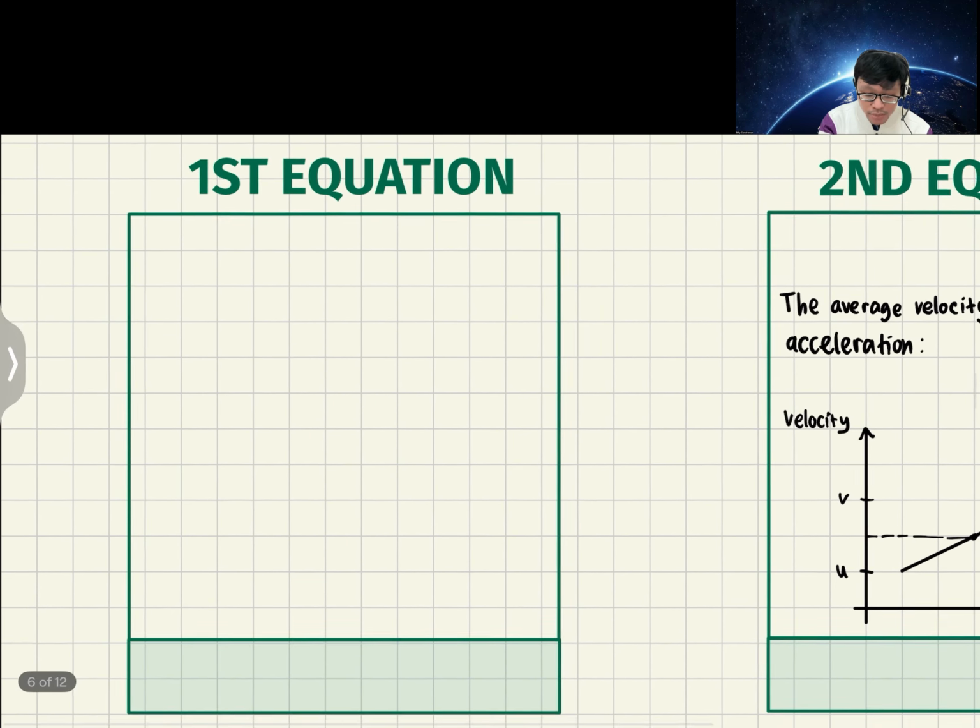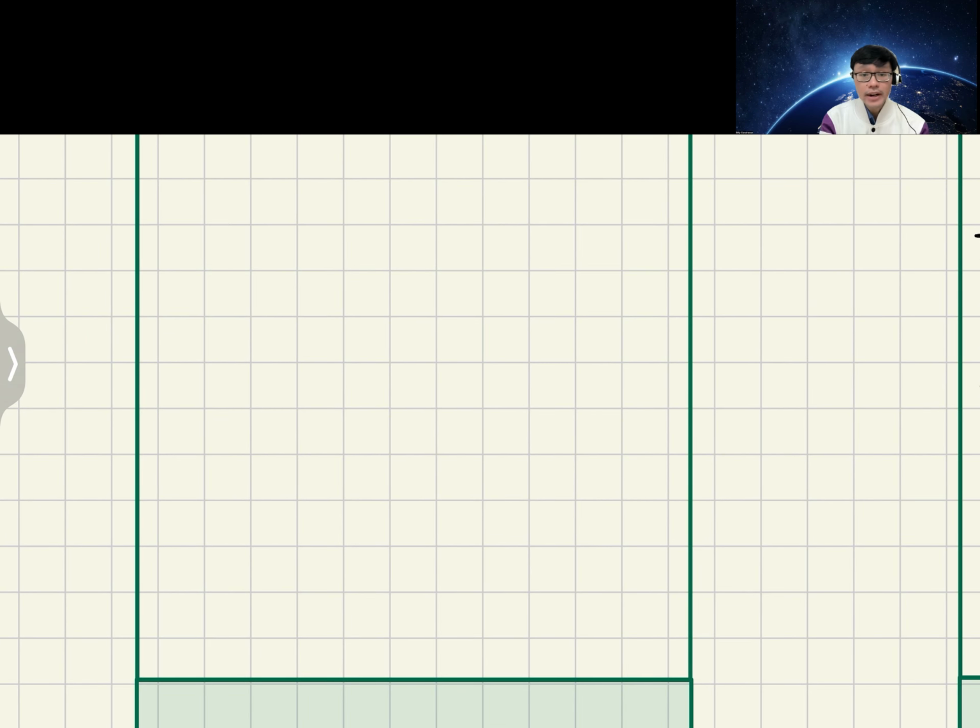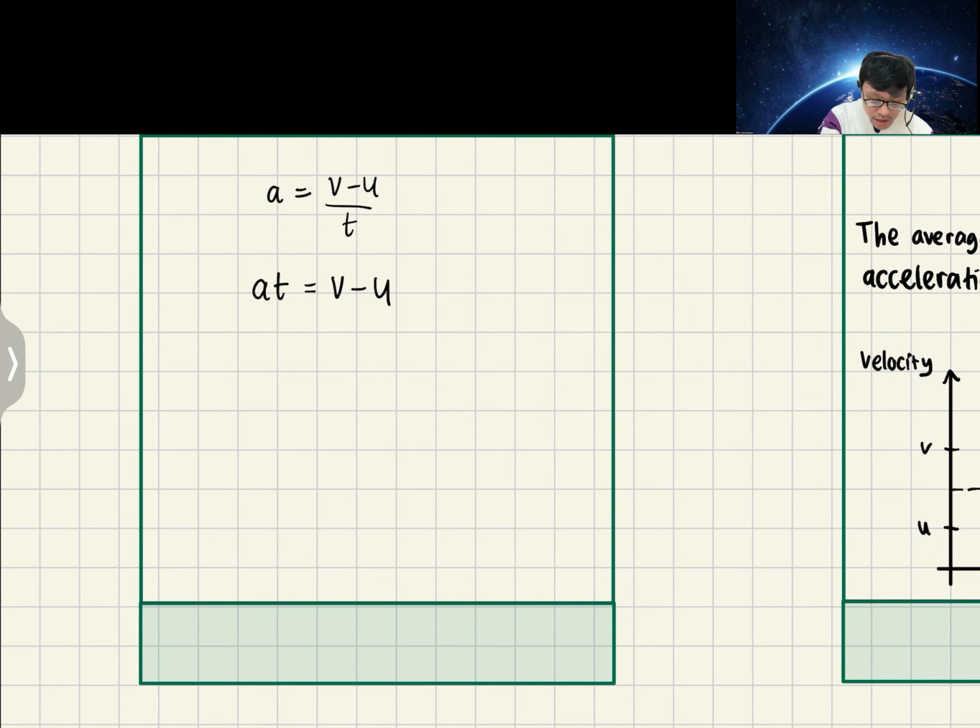The first equation comes from the definition of acceleration, which is A equals to V minus U over T. So we can rearrange the equation, becomes AT equals to V minus U, and we can have the first equation V equals to U plus AT. So V here stands for final velocity equals to U initial velocity plus A acceleration, and T is time.